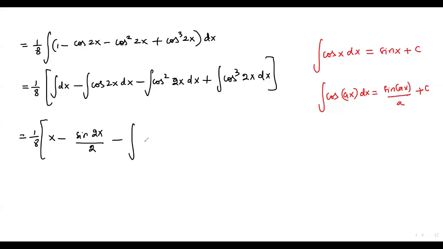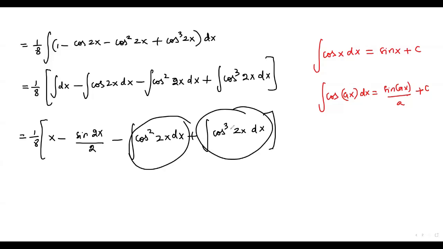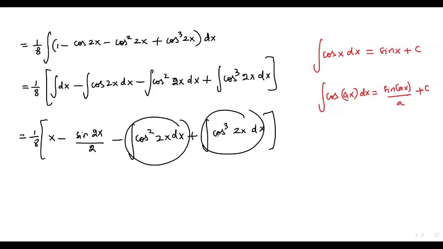It is negative integral cosine square 2x dx, positive integral cosine cube 2x dx. Okay, now what I'm going to do is evaluate these two indefinite integrals separately. So once I get the results of these two integrals, I'll come back to this step and plug in the results over here for this one and this one. Okay, first let me evaluate this indefinite integral on a new page.